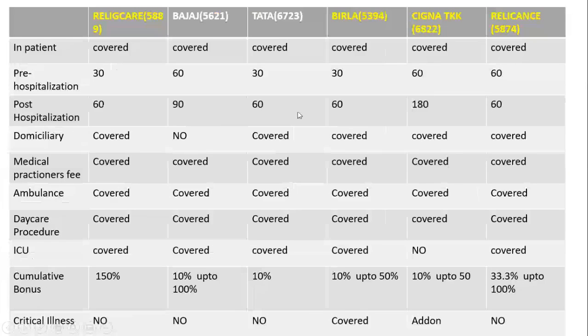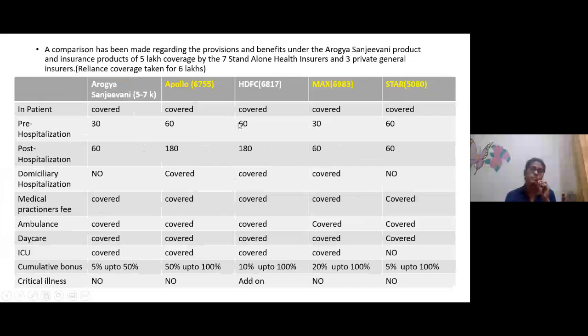Now, the domiciliary hospitalization, which is required for patients when beds might not be available in the hospital, or when they're not in a position to travel to a particular hospital that is under their network, has not been provided in Arogya Sanjeevani, but it has been provided in some of the other standalone insurance providers as well as other general insurers. Medical practitioner fees and ambulance have been provided in all the 11 products.